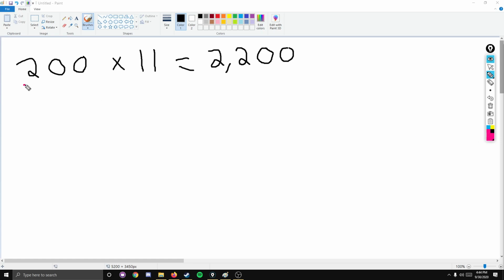In 200, only the 2 is significant. These zeros don't follow a decimal place, so they're not significant. So, 200 only gives us one significant digit, while 11 gives us 2. Both of these ones are significant because they're whole numbers that are not zeros. So we have 2 sigfigs here.